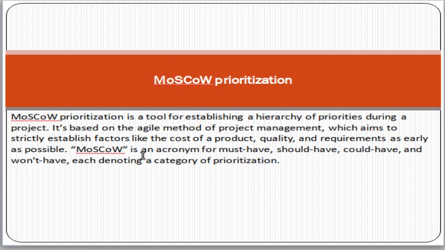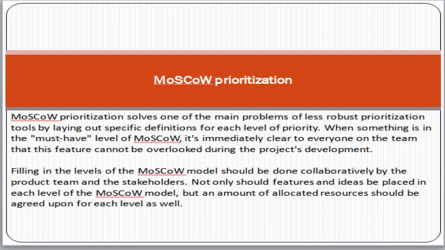So MoSCoW means must have, should have, could have, and wouldn't have. Okay, so these are the categories. Based on that we categorize the requirements. MoSCoW prioritization solves one of the main problems of less robust prioritization tools by laying out specific definitions for each level of priority. When something is in the must have level of MoSCoW, it's immediately clear to everyone on the team that this feature cannot be overlooked during project development.